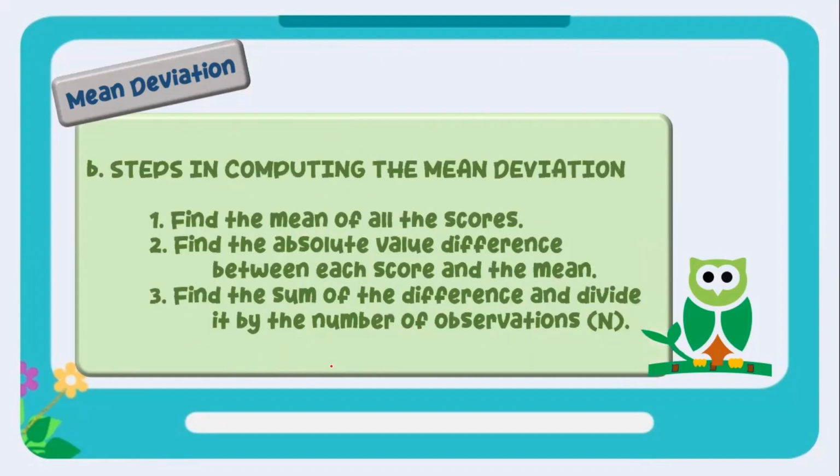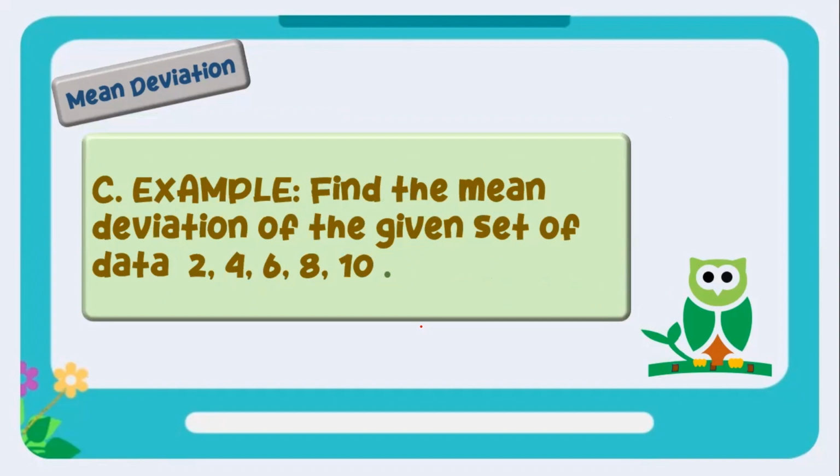Next, in computing for the mean deviation, let's focus on these steps. Number 1, find the mean of all the scores. I have already a video on the measures of central tendency, so you can visit it on how to compute for the mean. Number 2, find the absolute value difference between each score and the mean. Number 3, find the sum of the differences and divide it by the number of observations. Example: find the mean deviation of the given set of data 2, 4, 6, 8, 10.